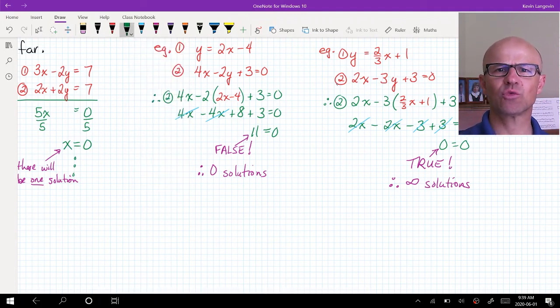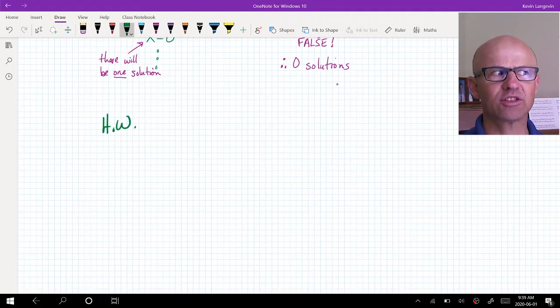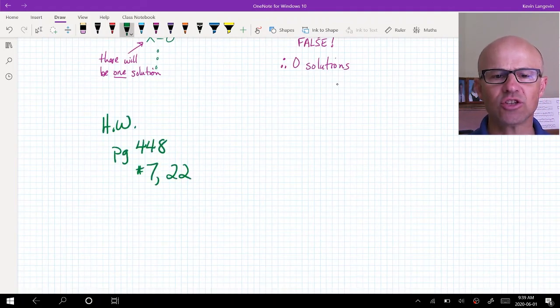That should be enough to give you a really good idea as to how to go about this homework. It's on page 448, just to give you a few practice questions. Enjoy it, and I'll see you sometime during the week.